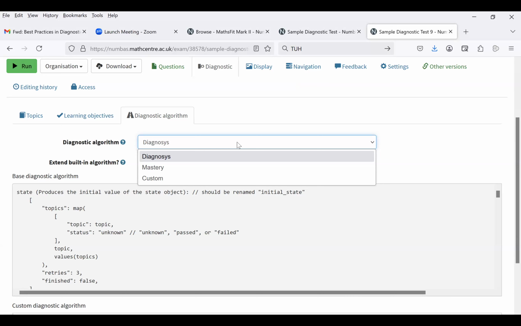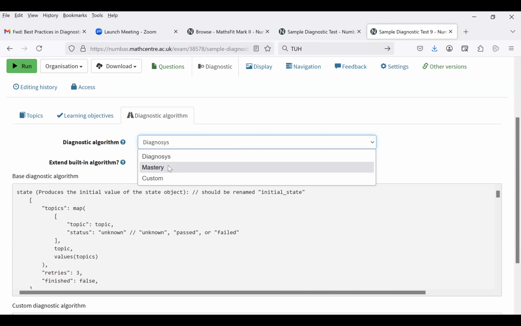And in any case, we were more interested in a learning experience rather than a diagnostic experience. So there is this other algorithm called mastery, and that was actually a bit too far the other way. The problem was it wanted the students to do every question, and it wouldn't let them proceed if they got a particular question wrong, so they could get stuck.